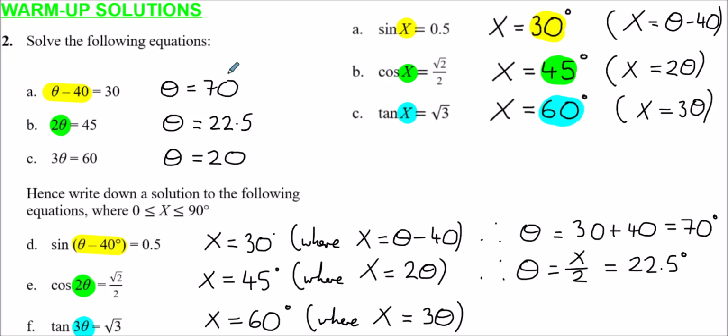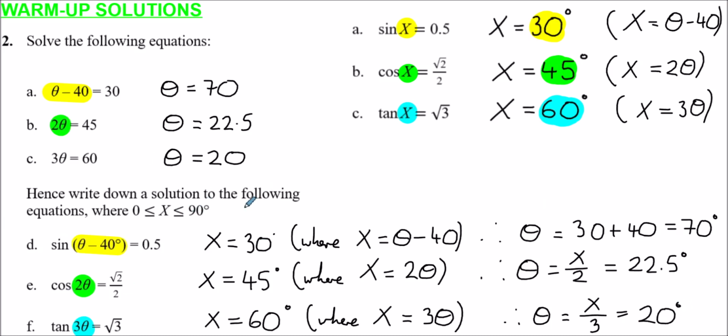And so then rearranging this again to get theta in terms of X, in our case here, theta is just going to be X divided by 3. So the value of X in between 0 and 90 needed to be 60. So 60 divided by 3, the corresponding value of theta we need is 20 degrees.